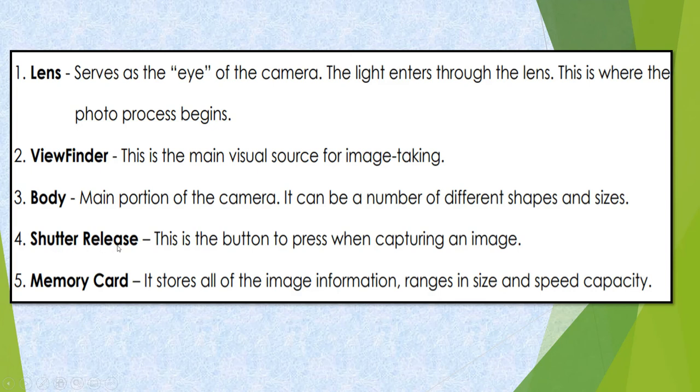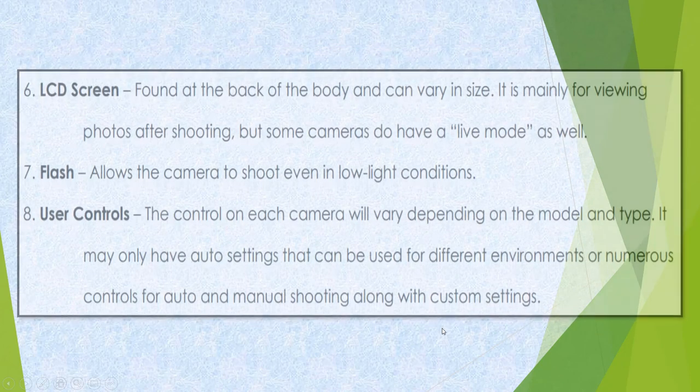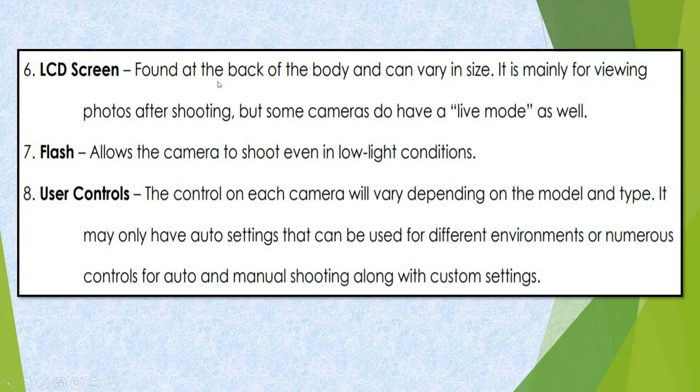And number 4, the shutter release. This is the button to press when capturing an image. Number 5 is the memory card. It stores all of the image information, and ranges in size and speed capacity. Number 6, the LCD screen, found at the back of the body, and can vary in size. It is mainly for viewing photos after shooting, but some cameras do have a live mode as well.